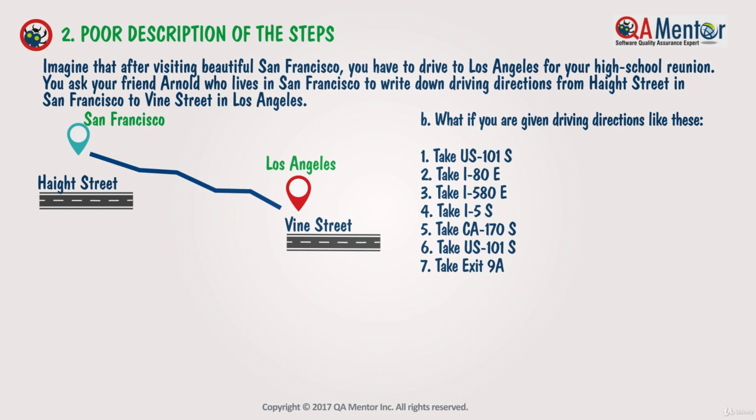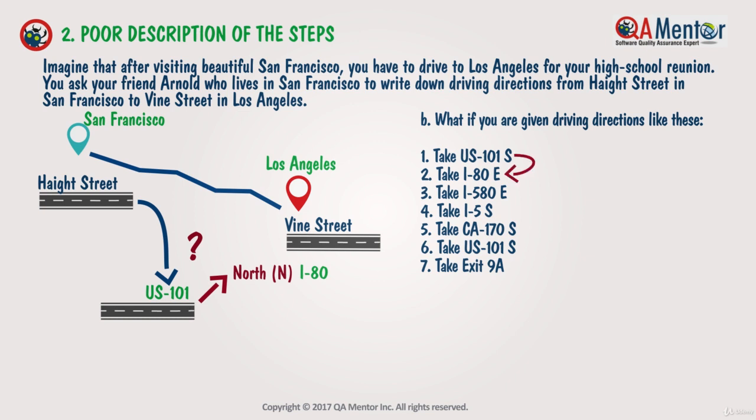But there is another problem. How would you first get to US 101 south if you don't know San Francisco? Yes, you could ask someone on Haight Street or you could follow the signs, but what is the guarantee that you'll merge onto US 101 at the part that is north of I-80 so that Step 1, take US 101 south, would eventually bring you to Step 2?